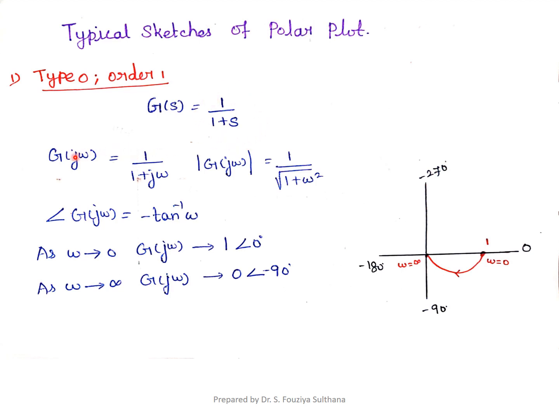So when you take the magnitude of G of j omega, it will be 1 by root of 1 plus omega square. When you take the angle of G of j omega, it is equal to minus tan inverse of omega. So when we substitute omega equal to 0, G of j omega is equal to 1, angle is 0 degree, and when we substitute omega equal to infinity, G of j omega equal to 0, angle is minus 90 degree. So this is the plot of the type 0 order 1 system. Omega equal to 0 to omega equal to infinity, and the angle is at minus 90 degree.